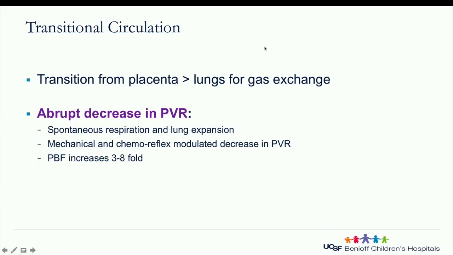All right, so now let's discuss the important changes that occur immediately after birth and in the first few hours of life. The biggest change that we'll discuss a couple of times is the transition from the placenta to the lungs for gas exchange, resulting in an abrupt decrease in PVR and a 3 to 8-fold increase in both pulmonary blood flow and overall cardiac output. This is mediated by both mechanical expansion of the lungs as well as increased oxygen content of the blood that's going to cause pulmonary vascular dilation.